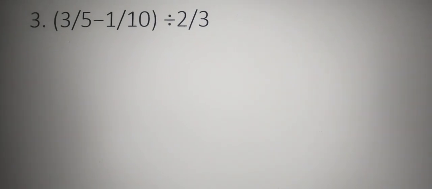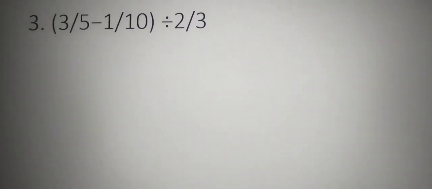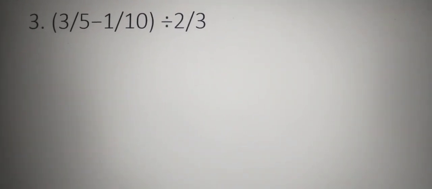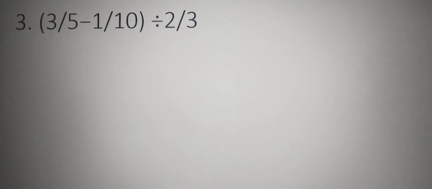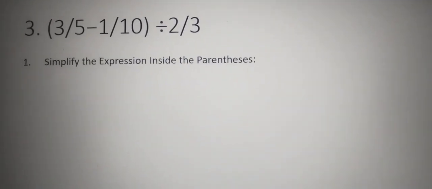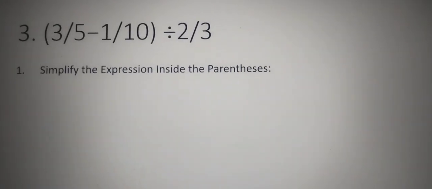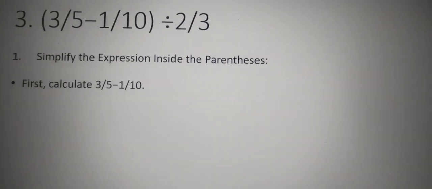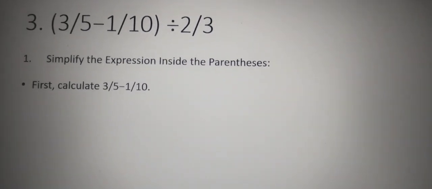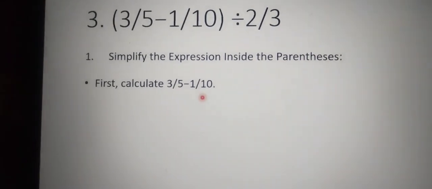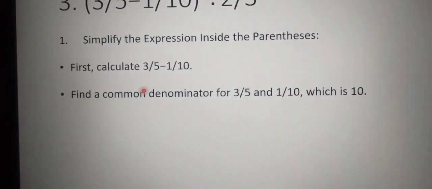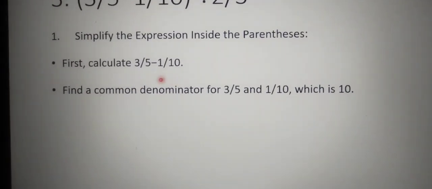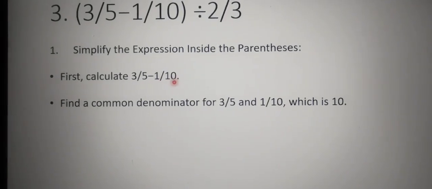Firstly, we're going to start from the third question, which is in the bracket 3/5 minus 1/10, divided by 2/3. We're going to write all the steps again like we did last time. The first step is to simplify the expression inside the parentheses. So we first calculate 3/5 minus 1/10, because that's the one found in it. To solve this, we have to search for a common denominator for 3/5 and 1/10, which will be 10, because 10 can be divided by 10 and 5.